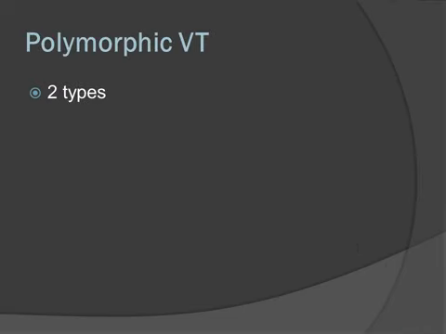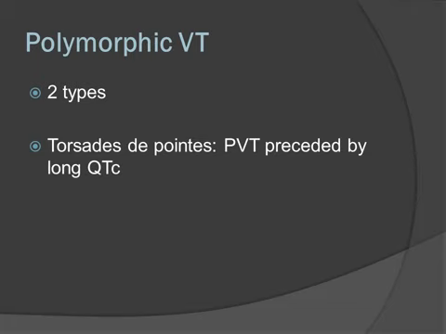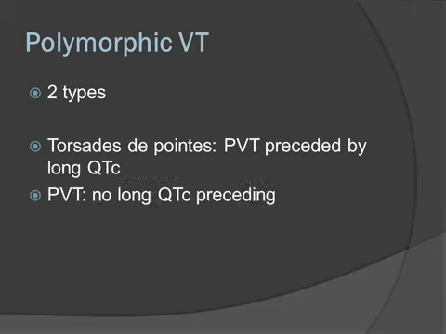Next we go into polymorphic ventricular tachycardia. There are two main types. There's the classic that you've all heard of called torsade de pointes, and that is a polymorphic VT which is preceded by a long corrected QT. The next sort is standard polymorphic VT, and that is defined as PVT without preceding long QT.